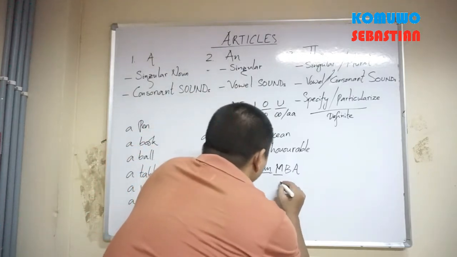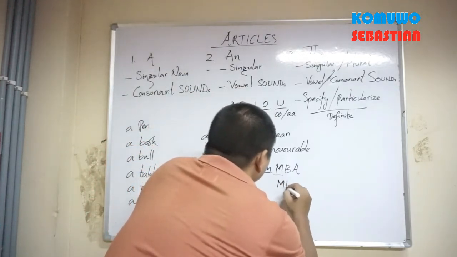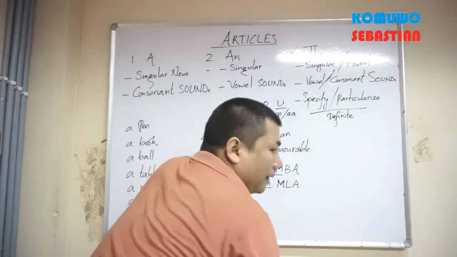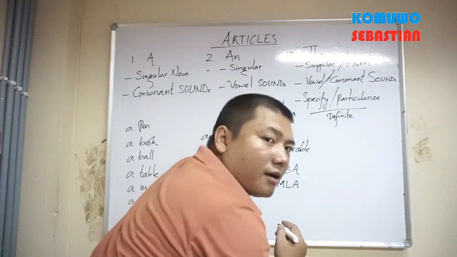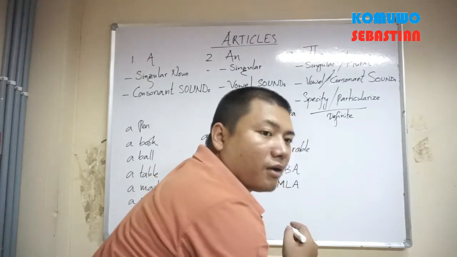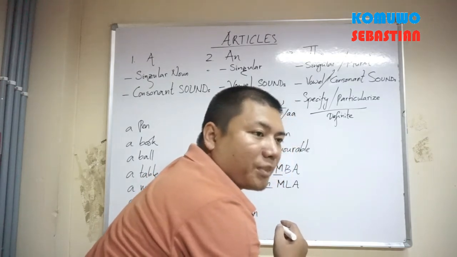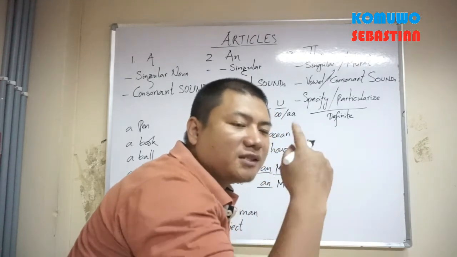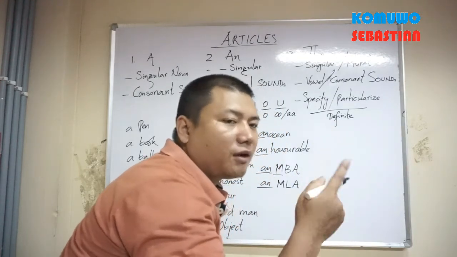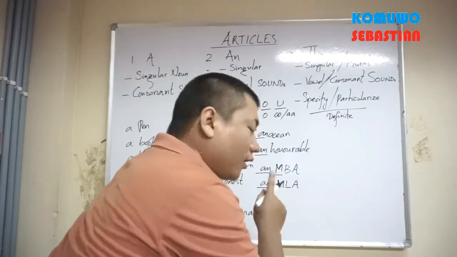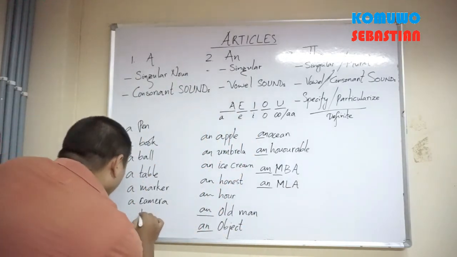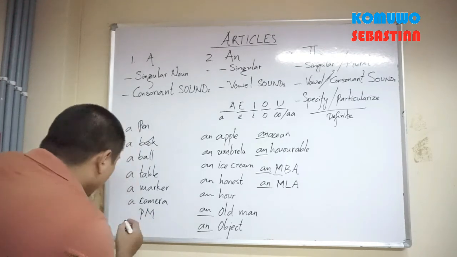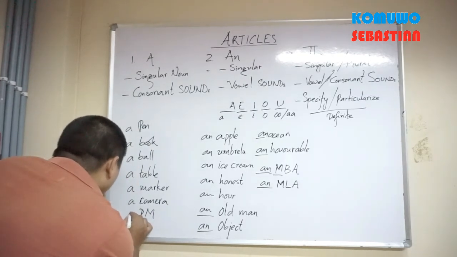Okay, I'll give you some more examples. For example, an MLA also. Before PM we can use a PM. P starts with P for PM, Prime Minister. P starts with a consonant sound only. So we cannot say an PM. We can only say a PM. Let's say that there are many Prime Ministers and among which we're talking about one, then yes.